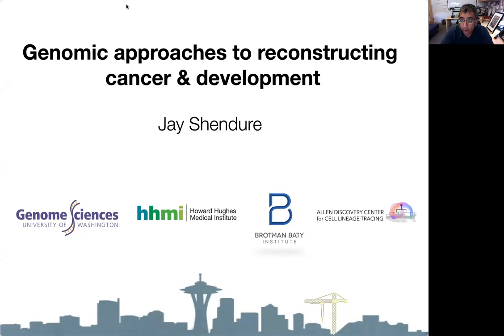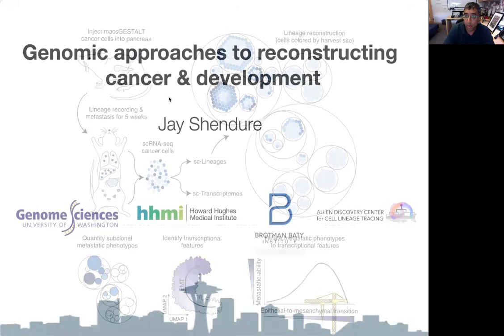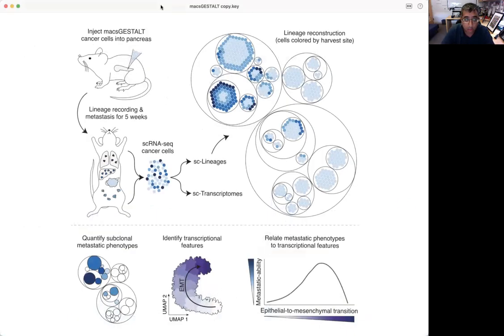So I'm going to try to squeeze in two different but highly related topics. And I think hopefully by the end you'll get at least some flavor for how they're related to each other. But the broad theme here is trying to reconstruct the process through genomic methods, with two very different approaches, but also two very different applications. In particular, the first one being cancer, where I'll talk you through some recent work around trying to reconstruct the evolution and development of cancer in an orthotopic model of pancreatic adenocarcinoma.